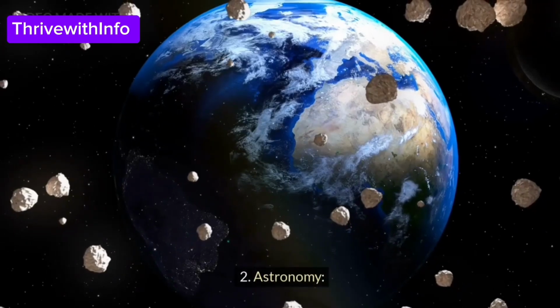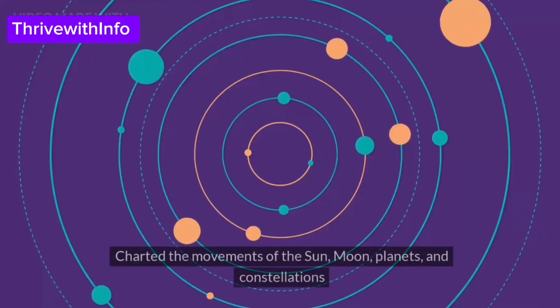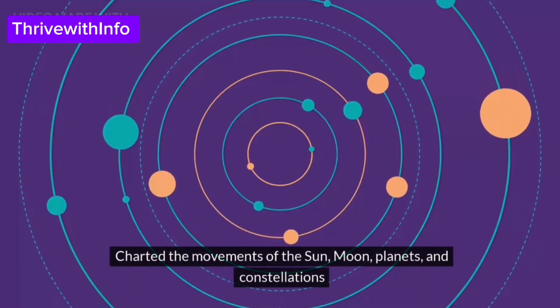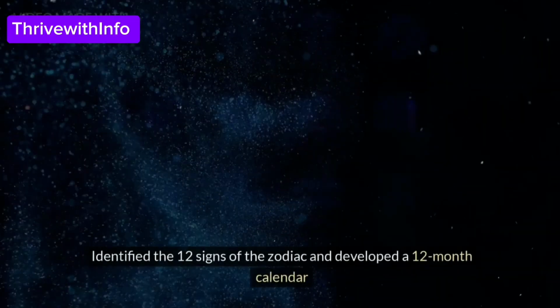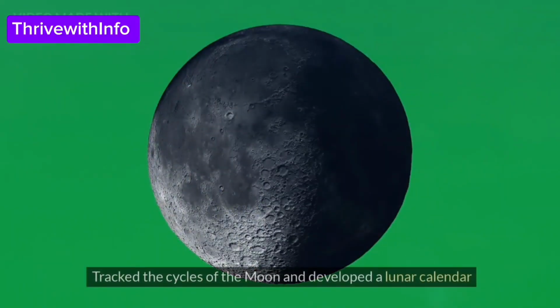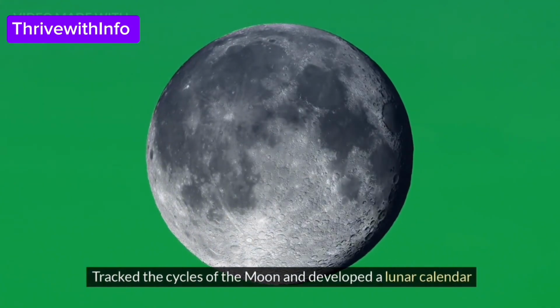2. Astronomy. Charted the movements of the sun, moon, planets, and constellations. Identified the 12 signs of the zodiac and developed a 12-month calendar. Tracked the cycles of the moon and developed a lunar calendar.